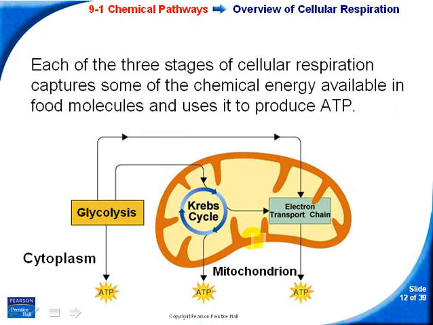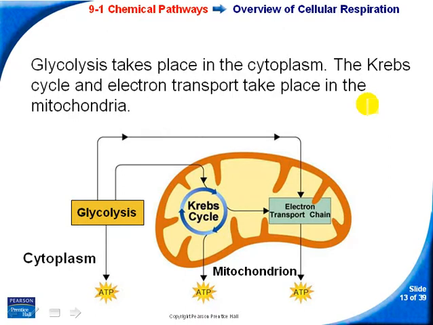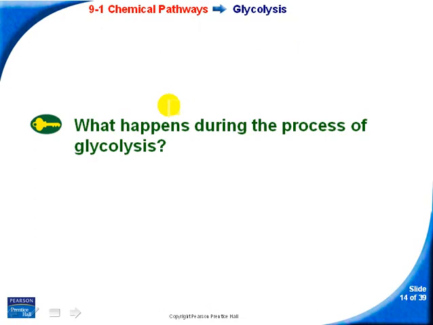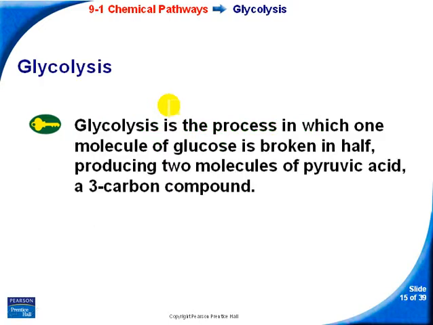So each of the 3 stages gives us some energy, captures some of that chemical energy. Remember, the chemical energy is in bonds, and we produce as a result of it ATP. The glycolysis takes place in the cytoplasm, whereas the Krebs cycle and the electron transport chain take place in the mitochondria. So let's talk about glycolysis, which we just said takes place in the cytoplasm. What we're going to do is break glucose in half into 2 molecules of pyruvic acid, which are both 3-carbon compounds.